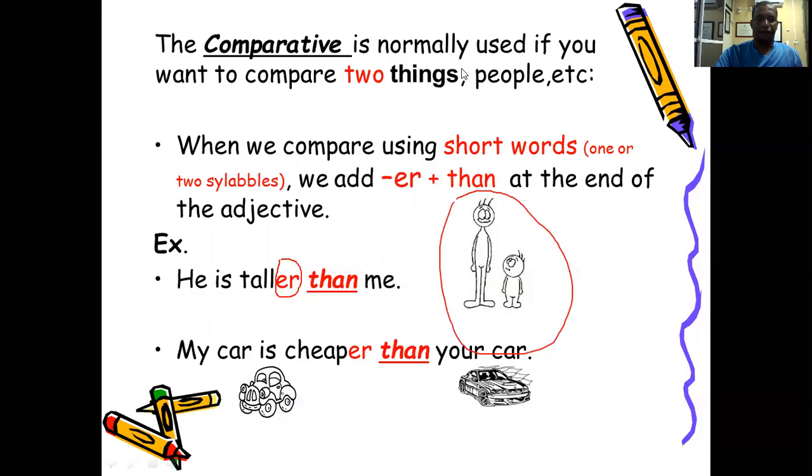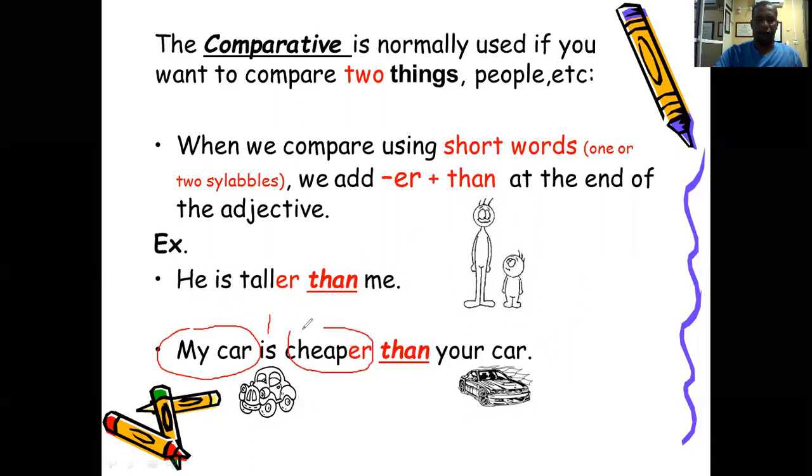My car is cheaper than your car. Pay attention. The first subject, my car, then the verb to be, the adjective in comparative, "than," and the other subject. My car is cheaper than your car.